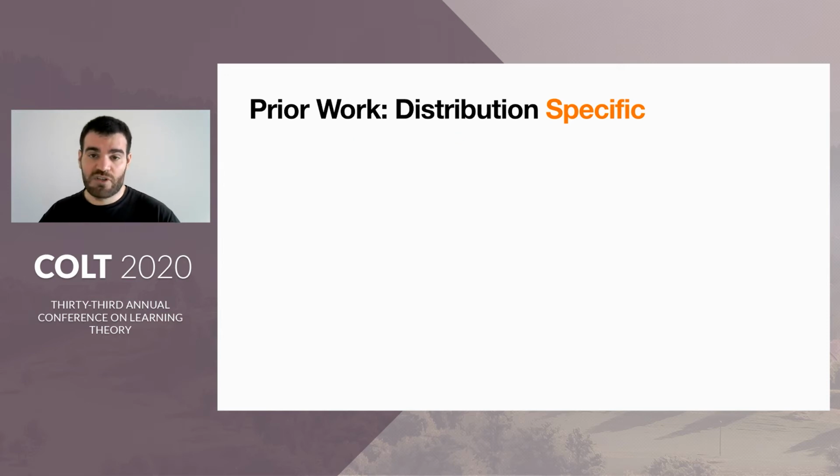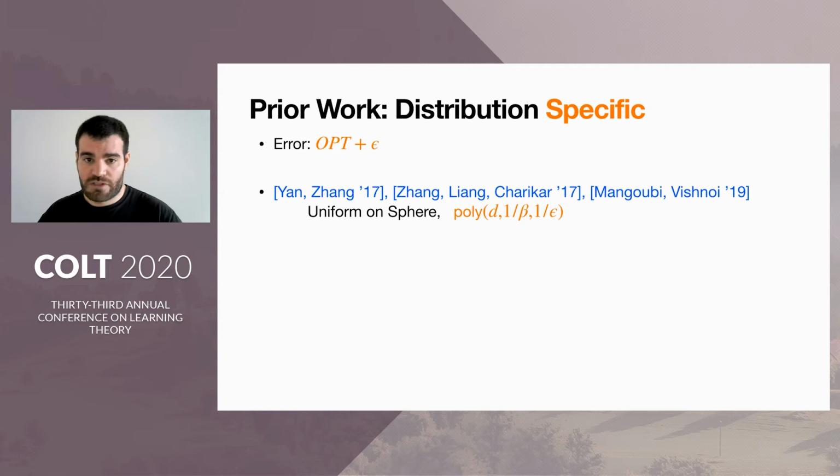So now the assumption is that the underlying distribution has some nice structure. So for example, it is uniform over the sphere or Gaussian, and we still want to get error opt plus epsilon. There are many works that handle the problem when the distribution is uniform on the sphere and get polynomial dependence on the dimension, on the noise rate, and the accuracy parameter epsilon. But this is for this specific distribution.